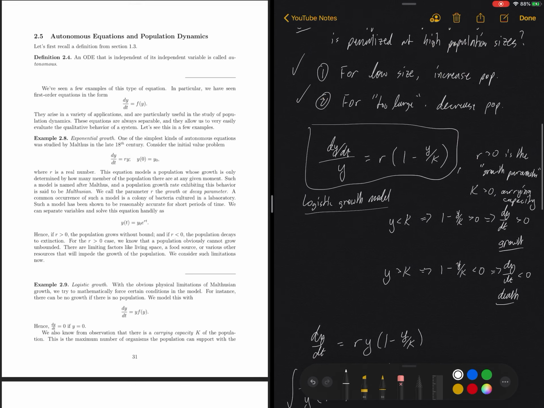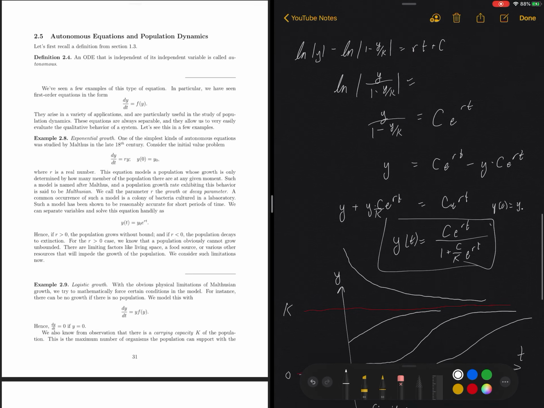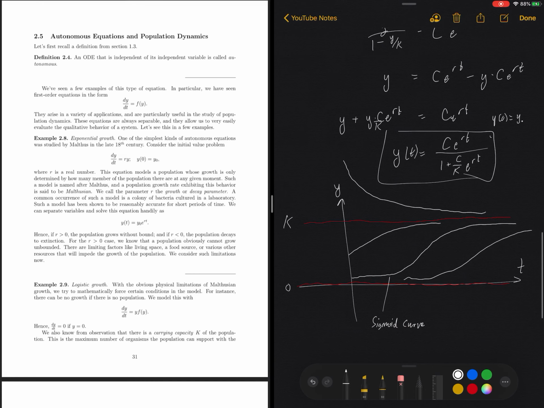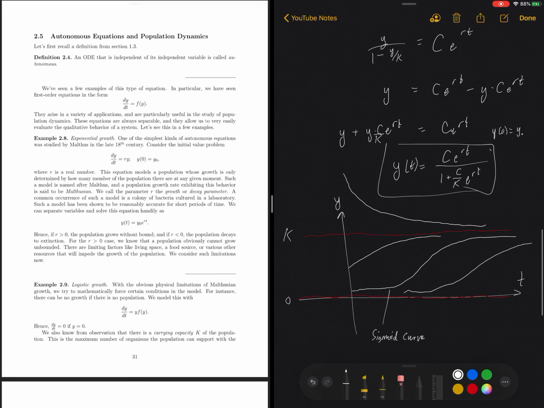So what I'd like to do for you is show you in the next video how we can go ahead and solve this equation. I'll say solve with quotes, right? We can solve this differential equation, this logistic growth model, without actually solving for an explicit solution.